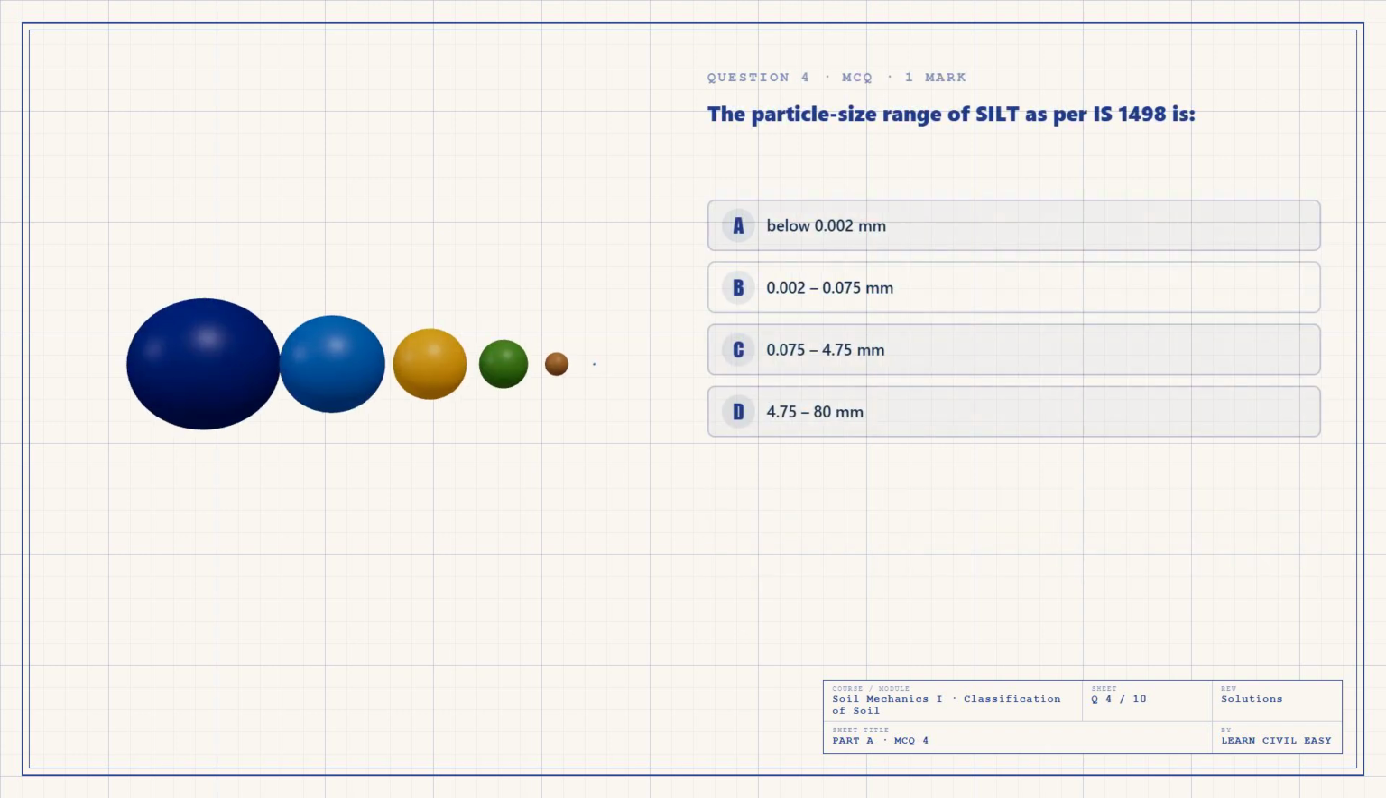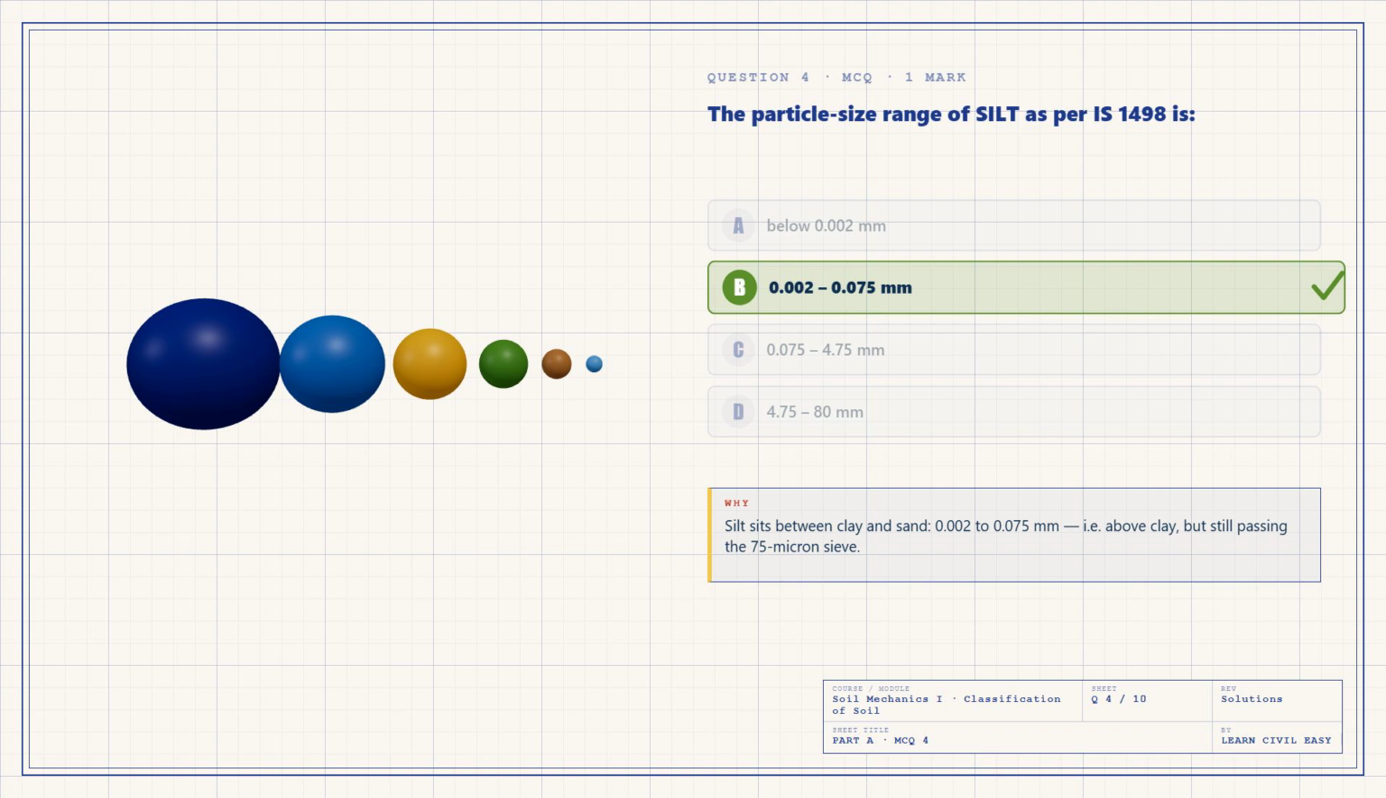Question 4. Silt lies between clay and sand from 0.002 to 0.075 millimeters. Option B. Notice its upper limit is exactly the 75 micron sieve, so silt is still a fine-grained soil.